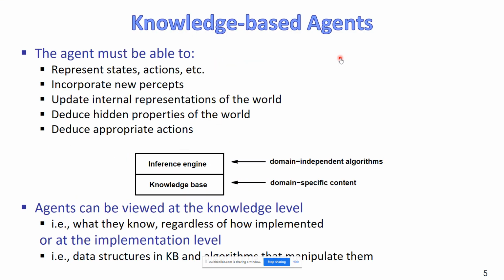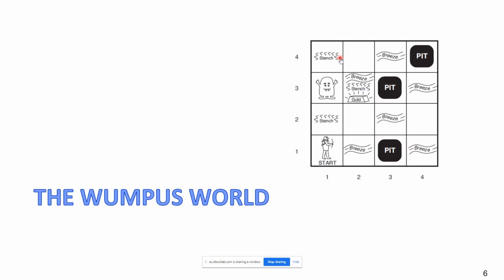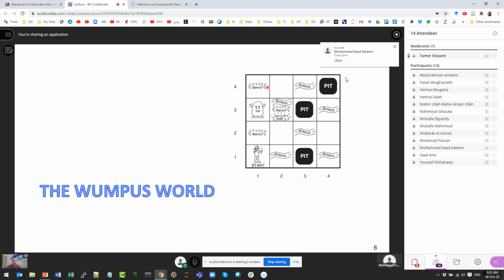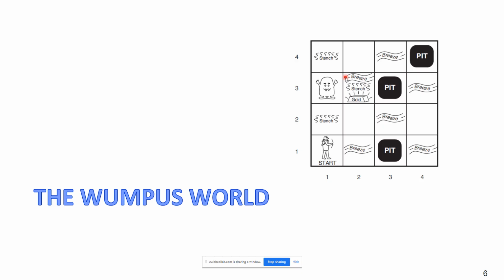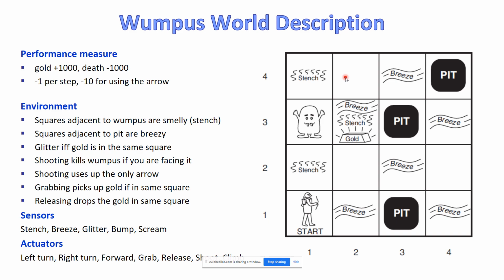Okay, then let's see the example. I don't know if maybe some of you know this already, but anyway. This is like the Pac-Man game, but for knowledge-based agents. So that will be the running example that we'll use, inshallah, in this session. This is called the Oneplus wallet. So what is the Oneplus wallet?